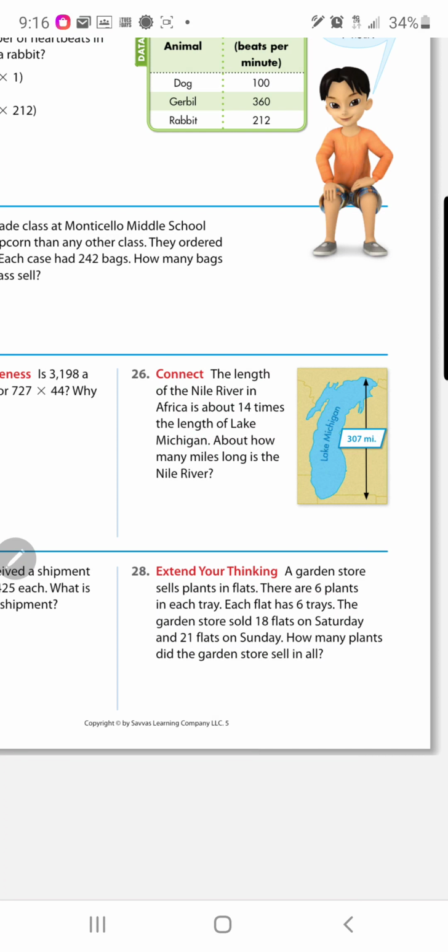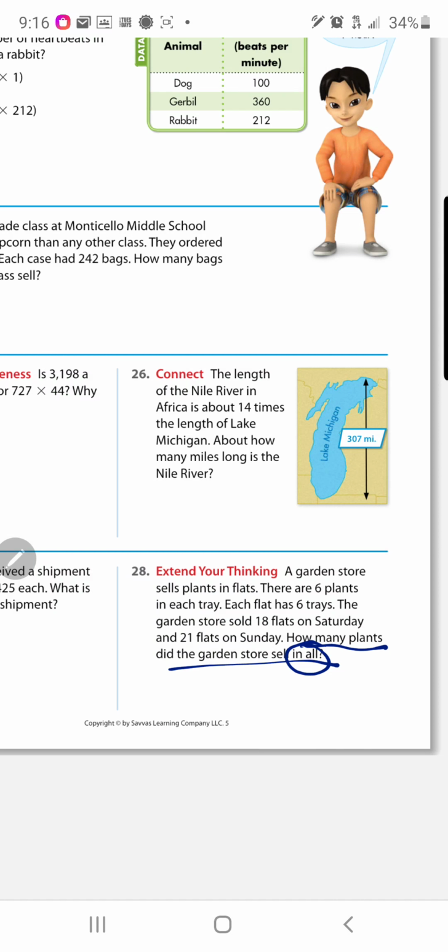It says a garden store sells plants in flats. There are 6 plants in each tray. Each flat has 6 trays. The garden store sold 18 flats on Saturday and 21 flats on Sunday. How many plants did the garden store sell in all? Well, since it wants me to find out how many they sold in all, and that's the key right there, I can choose to either add or multiply. Well, since I do have groups and a number in each group here, I can choose to multiply.